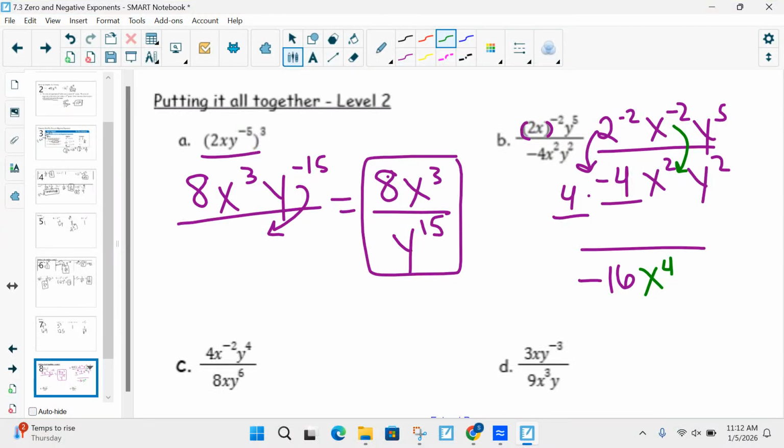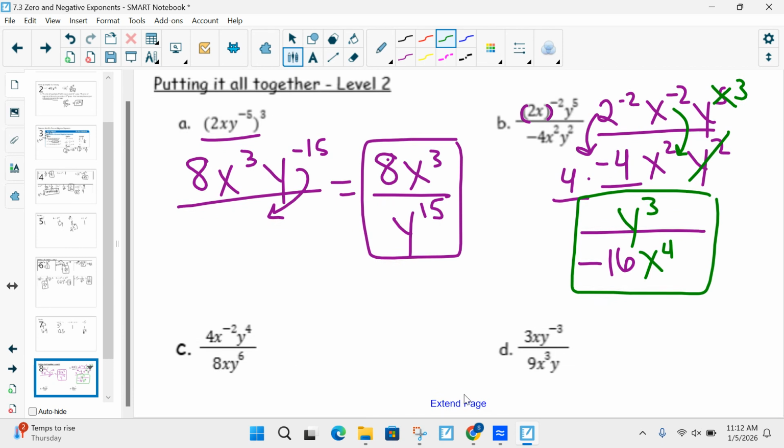Now let's look at the y's. You have 5 y's up here, 2 y's down here. 2 of these y's will cancel with 2 up here and leave you with how many left over? 3. So that means the numerator will have y to the third. And then that would be the final answer. That one's a little bit of a doozy to wrap your head around, but just take it piece by piece: coefficient, and then each variable one at a time.